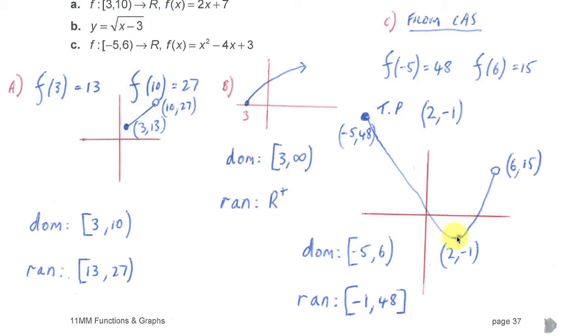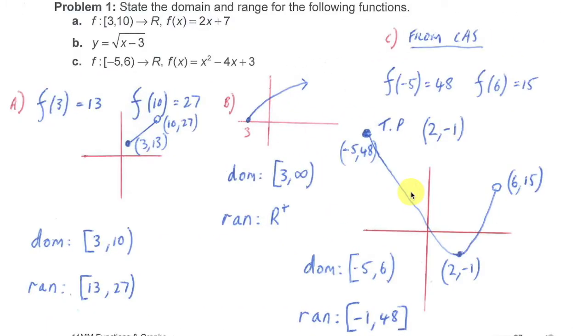So here I'm at the turning point, that is at the lowest value for the function. So I'm at -1 and I go all the way up to positive 48. So I'm including the turning point, and at -5 comma 48, that's included as well. So my range is going to be from -1 including, so therefore square bracket, all the way up to 48 including, also square bracket, and that's given here.